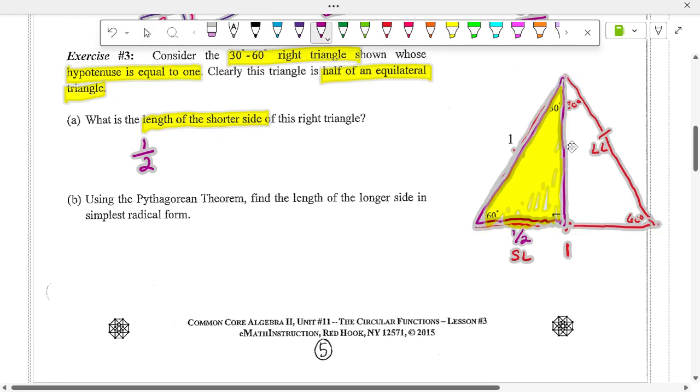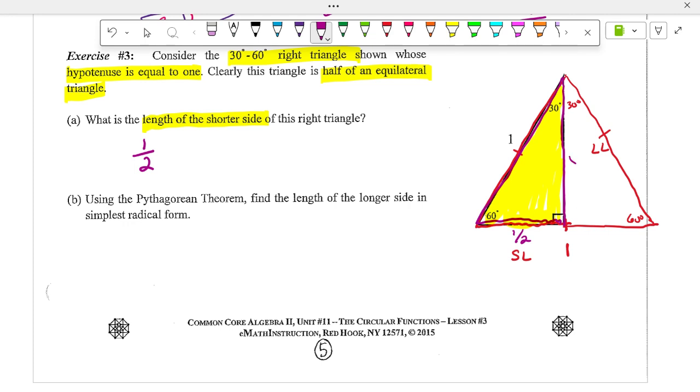Now we're going to use the Pythagorean theorem to find the other side, or the long leg. So I'm going to call this x. So how do I set up the Pythagorean theorem for this question? Again, we're using the yellow triangle. So it's 1/2 squared plus x squared is equal to 1 squared. What's 1/2 squared? You can put that in your calculator, and I want it as a fraction. 1/4. So I have 1/4 plus x squared is equal to 1.